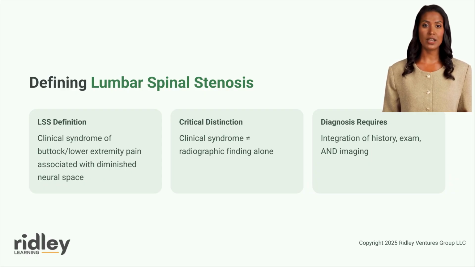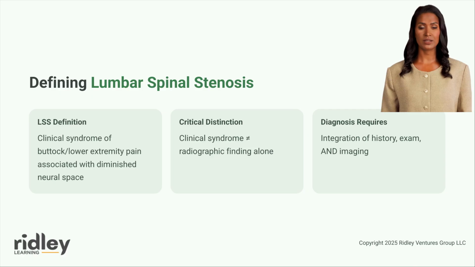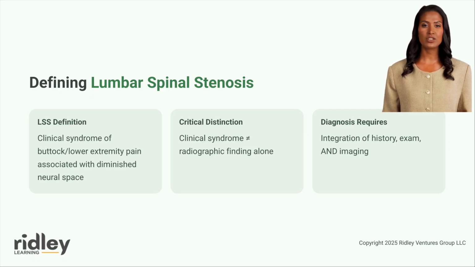The narrowing of the spinal canal, lateral recesses, or neural foramina observed on imaging studies constitutes the structural basis for the condition, but the diagnosis requires correlation between these anatomical changes and characteristic clinical symptoms. This distinction between clinical syndrome and radiographic finding carries substantial practical importance. Population-based imaging studies consistently demonstrate that a significant proportion of asymptomatic older adults have radiographic evidence of spinal canal narrowing that meets structural criteria for stenosis.